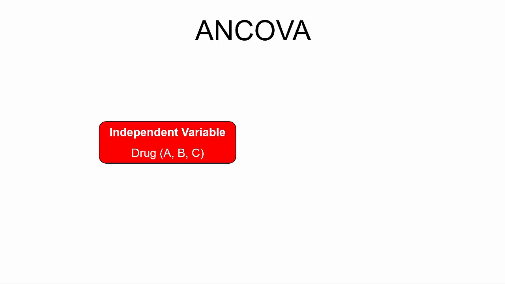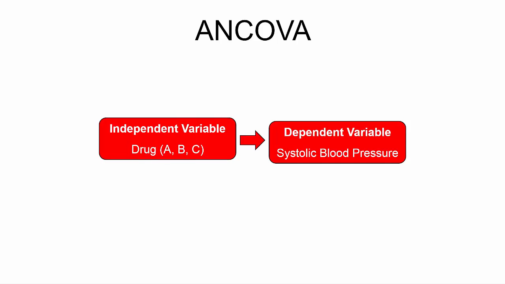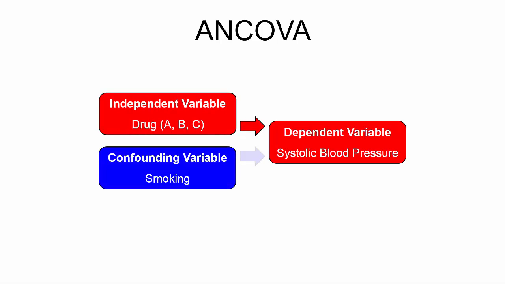Specifically, the results of the ANOVA test are based on the effect that the independent variable, the antihypertensive drug, had on the dependent variable, systolic blood pressure. The ANCOVA statistic allows us to include a potentially confounding variable into the model, which we expect may influence the dependent variable, such as smoking rate. The ANCOVA test then adjusts the results in the dependent variable accordingly.